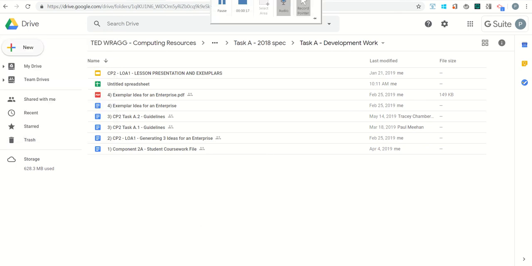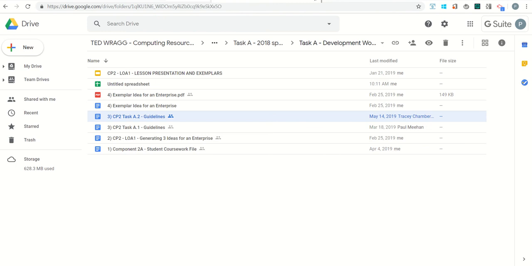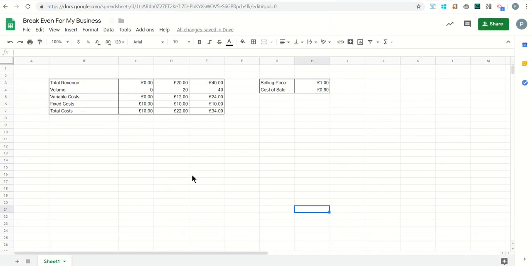So I've got a spreadsheet, hopefully. And this disappears. Not playing ball. There we go. So that's my sheet so far. And you need something set up like this. You need selling price, cost of sale, and then you need another table here saying total revenue, volume, variable costs, fixed costs, and total costs. So pause that. They're your headings you need.